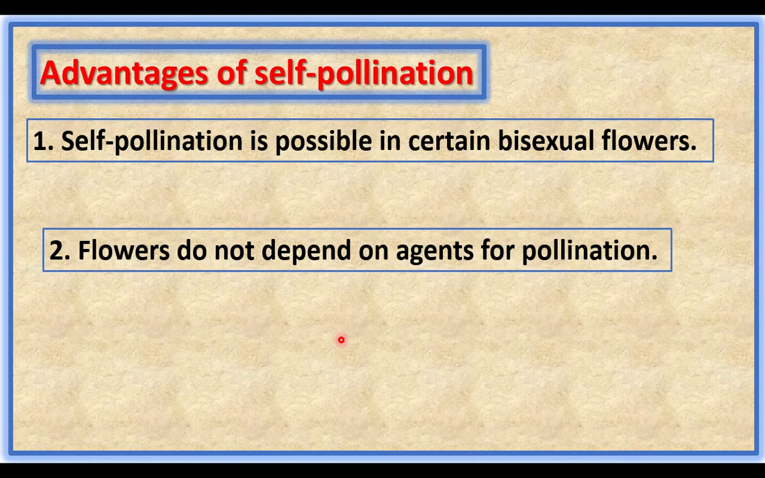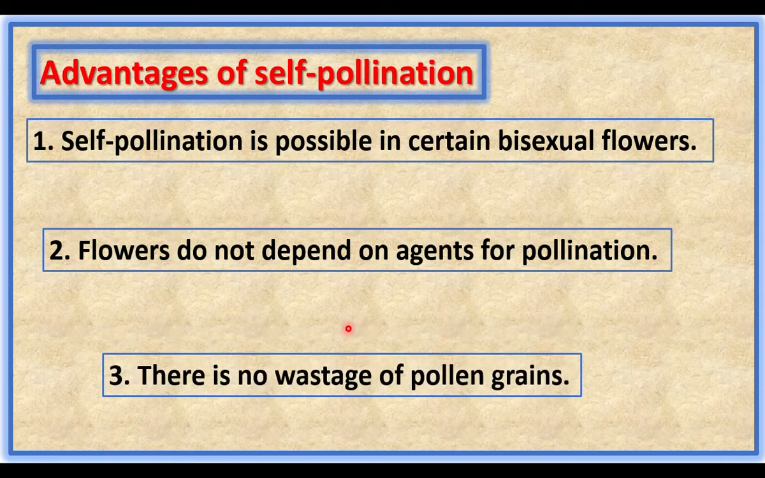Cross-pollination depends on agents like insects, wind, water. Insects carry pollen grains, wind and water carry pollen grains. But here, the pollination does not depend on agents. There is no wastage of pollen grains. The pollen grains are not transferred for a long distance. The chance for pollination is high. So there is no wastage of pollen grains.